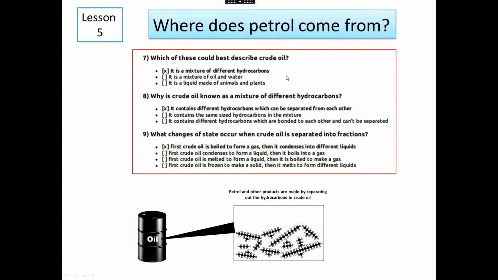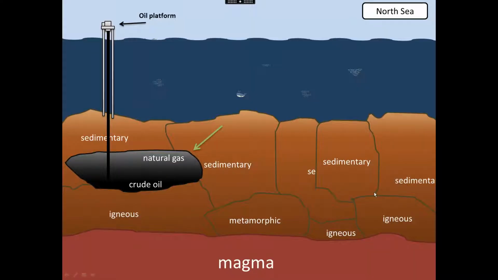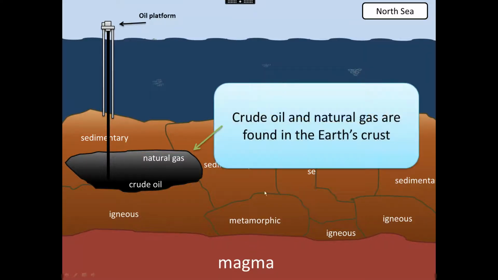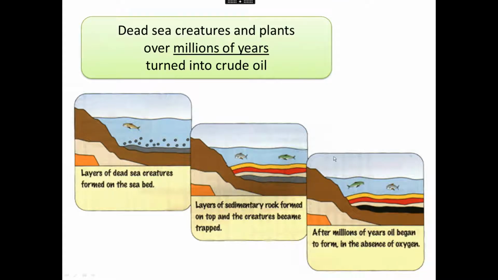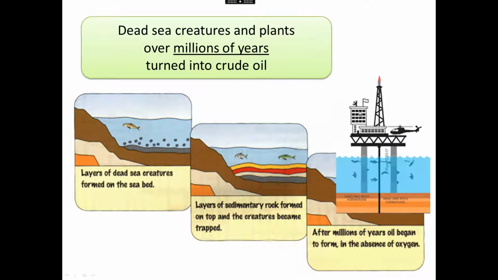In lesson 5, these are the questions that people found more tricky. The correct answers are shown on the screen. So we're going to have a look at crude oil and the hydrocarbons in crude oil. Now, crude oil is found in the ground, in the Earth's crust, alongside natural gas. But the crude oil originally came from animals and plants that died millions of years ago. We didn't put crude oil into the ground. It was already there when we found it. It was formed millions of years ago from dead animals and plants.